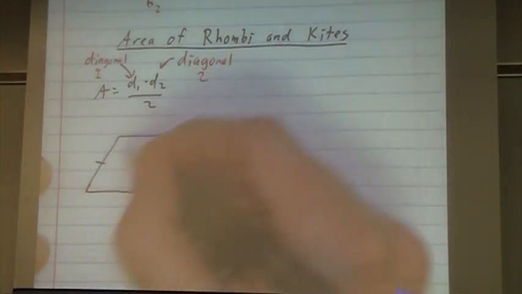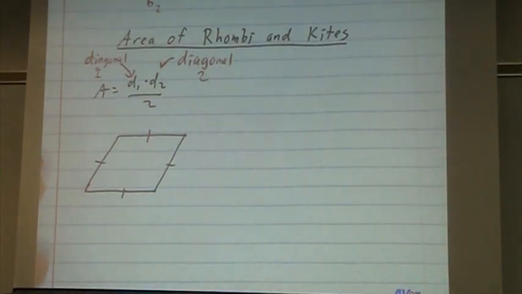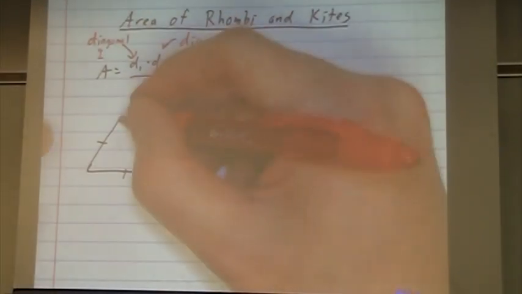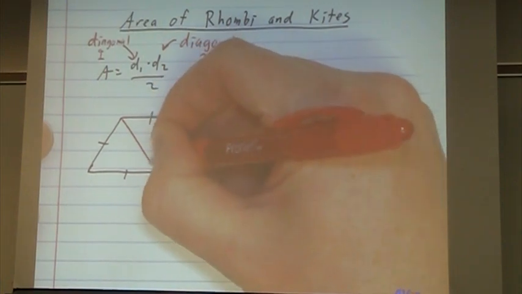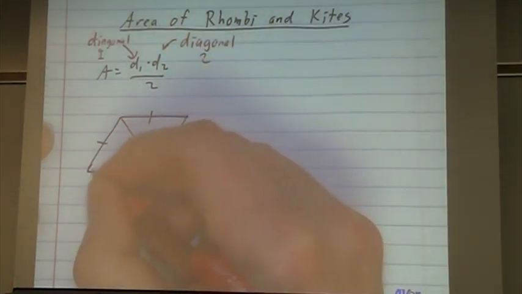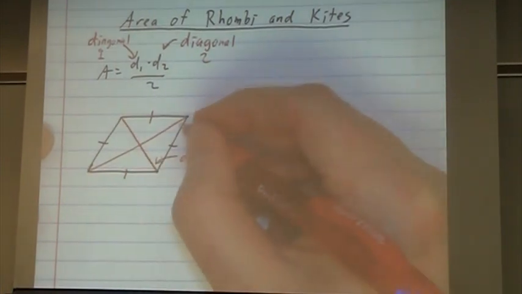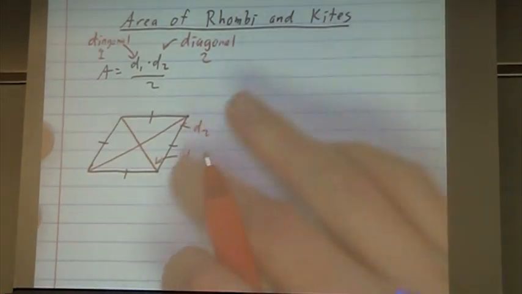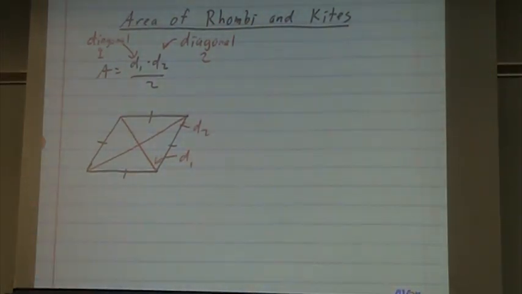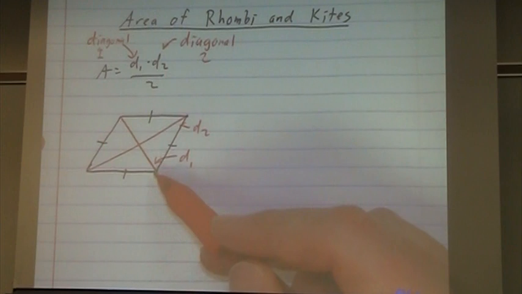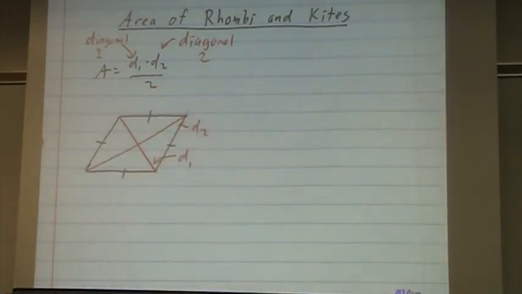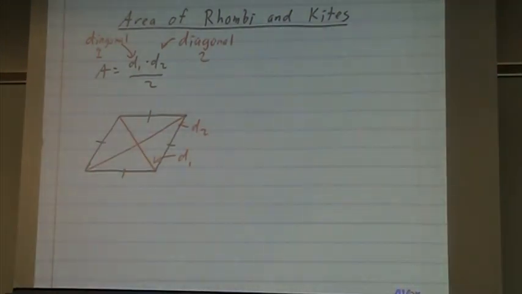So this is our rhombus. Remember, a rhombus has all sides congruent. And a diagonal goes from one corner to the other. So we could call that D1. And this guy goes from, again, corner to corner. We could call that D2. Now, if you switch these around, would you get the same answer? Yes, you would. So you just multiply this diagonal length by this diagonal length, and then divide by 2, and you've got your area of your rhombus.